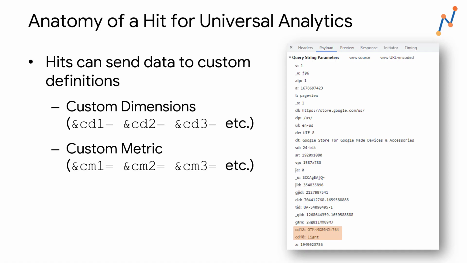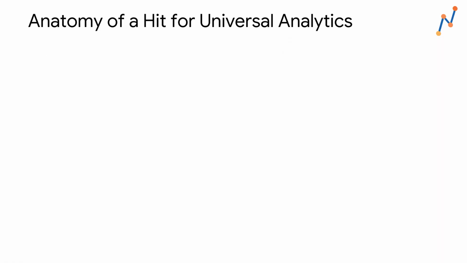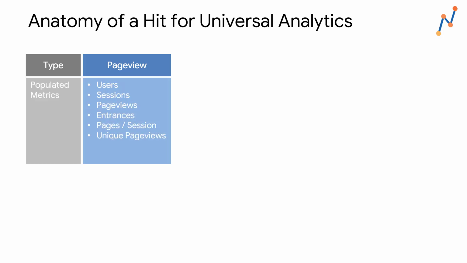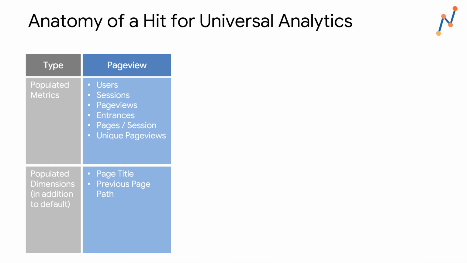Now let's have a closer look what is meant by different hit types which will populate metrics and impact dimensions. So when you send an interaction hit of the type pageview to Universal Analytics, the following metrics will be populated: users, sessions, page views, entrances, pages per session, and unique page views. Also, the following dimensions will be impacted: page title and previous page path. And since there are 7 different hit types available, I will briefly introduce them to you now.